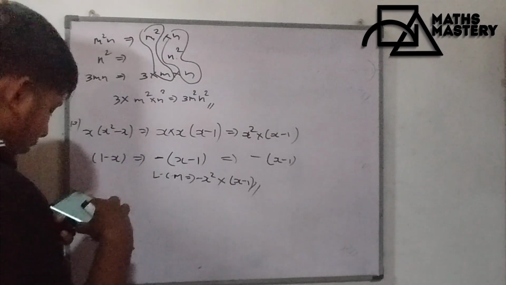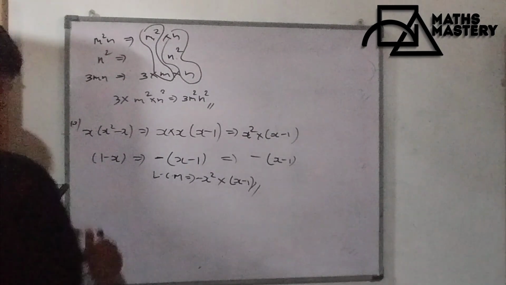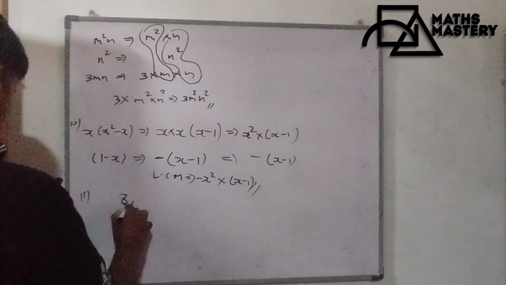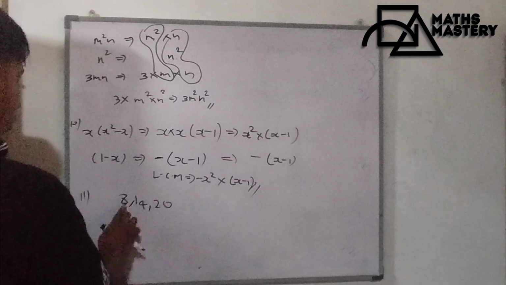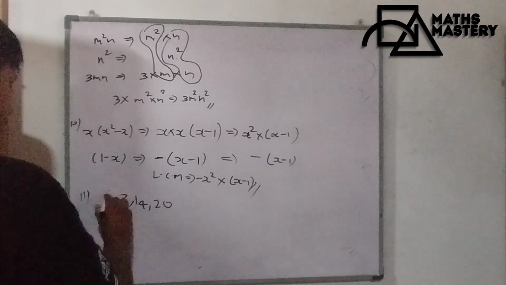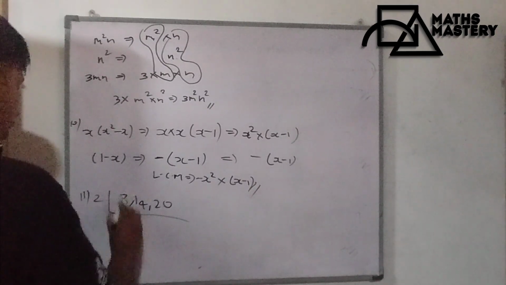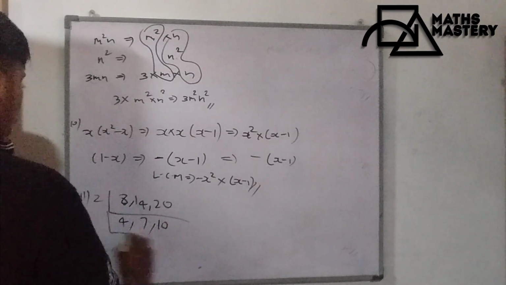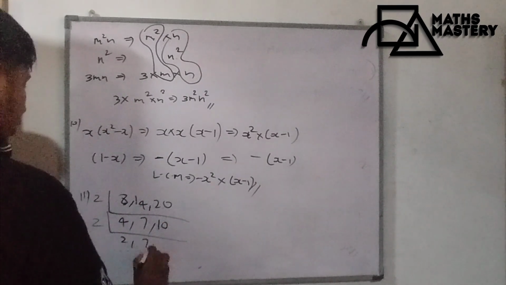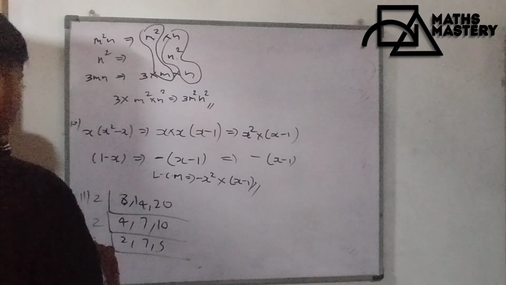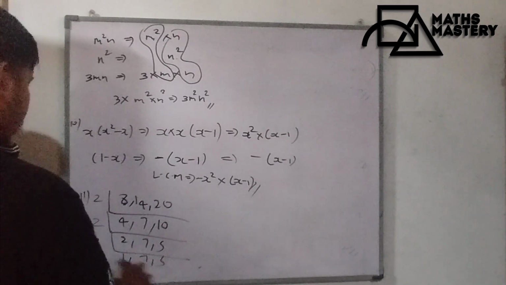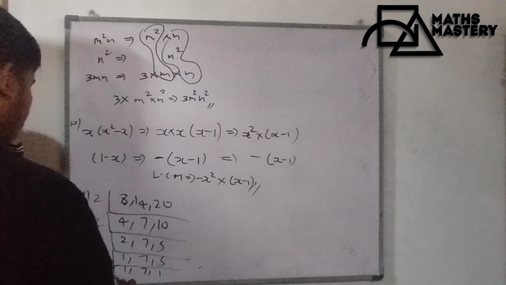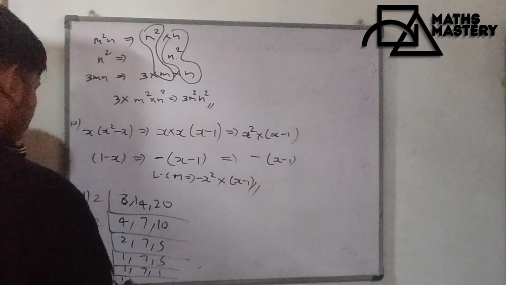Let's go to the next question. They're asking to find the LCM. Question number 11. 8, 14, 20. To find the LCM of this, that's an easy method. You divide everything by 2. 8 divided by 2, 4. 14 divided by 2, 7. 20 divided by 2, 10. Again you divide by 2, 2, 7, 5. Again you divide by 2, 1, 7, 5. Again you divide by 5, 1, 7, 1. Again you divide by 7, 1, 1, 1.